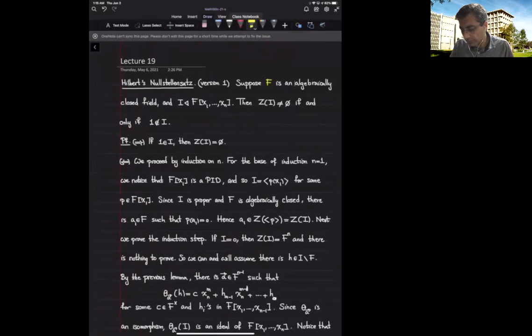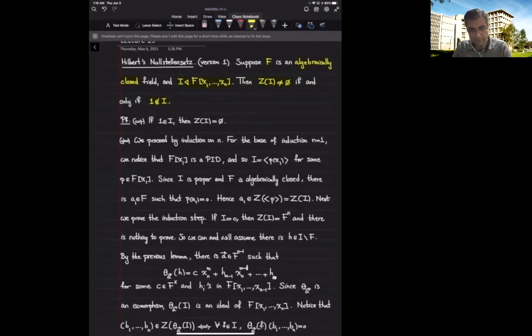Suppose F is algebraically closed. So it's a field, it's algebraically closed. Suppose I is an ideal of the ring of polynomials with n variables. Then polynomials in I have a common zero if and only if it is a proper ideal. So again, Z of I is not empty. We can find a common zero for all the polynomials of I precisely when I is a proper ideal, 1 does not belong to I.